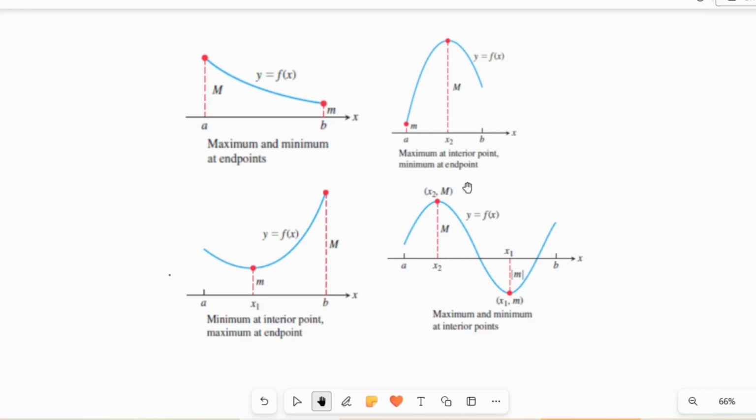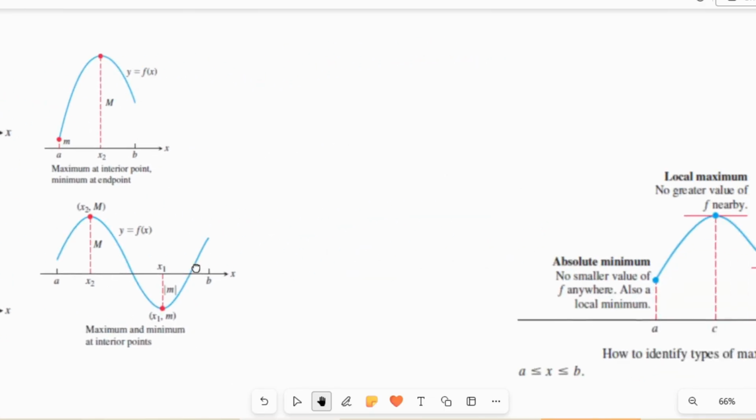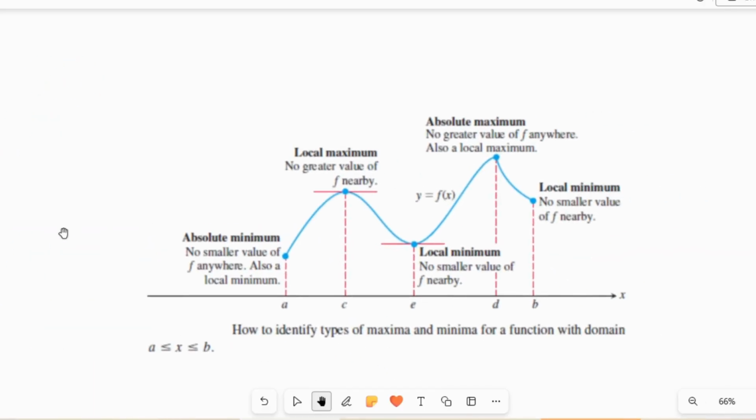Suppose you consider this function that has an absolute maximum at x2 and an absolute minimum at x1. These two points are other than the endpoints A and B. So we have to find all the critical points to find the absolute maximum and absolute minimum.